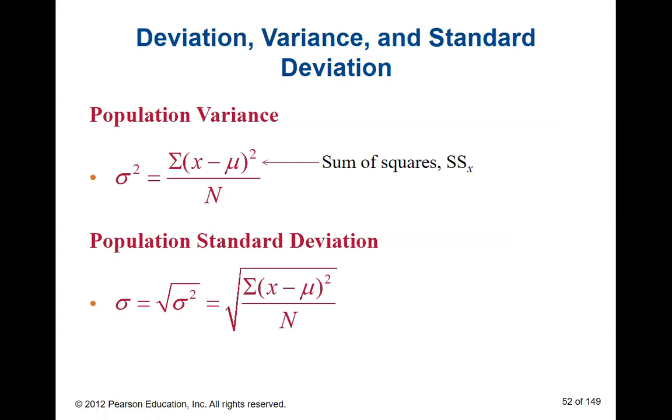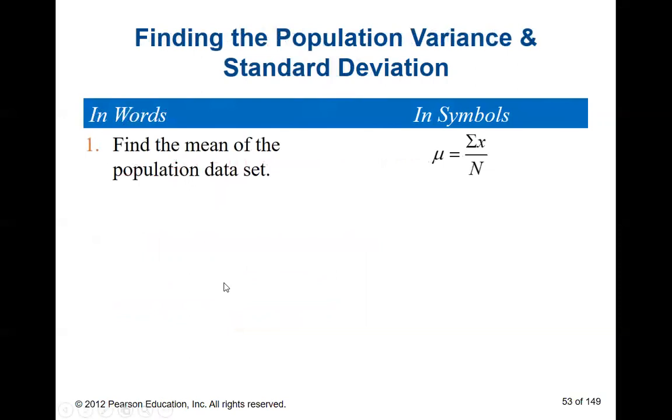How do you get rid of the square from the formula I used? Take the square root. So I'm going to find the variance and take the square root of it, and that's going to give me my standard deviation.